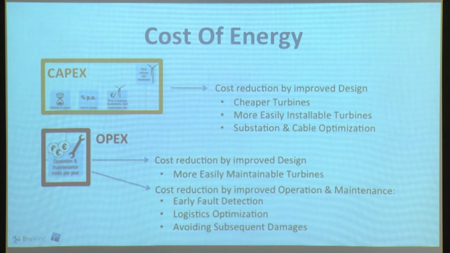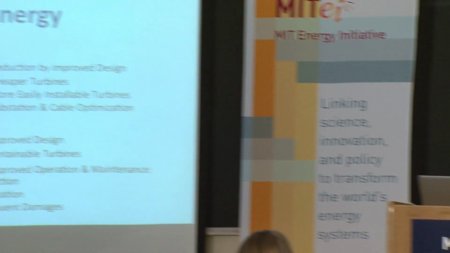Another thing is cost reduction by more optimized operation and maintenance. So if you are smart on how you manage the asset, how you use it, if you can do early fault detection, you can do an optimized logistics approach, and you can avoid subsequent damages, you can drastically reduce the cost that you will have during the lifetime. That's what I want to talk about.